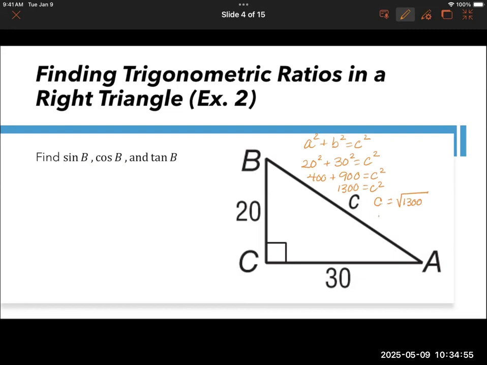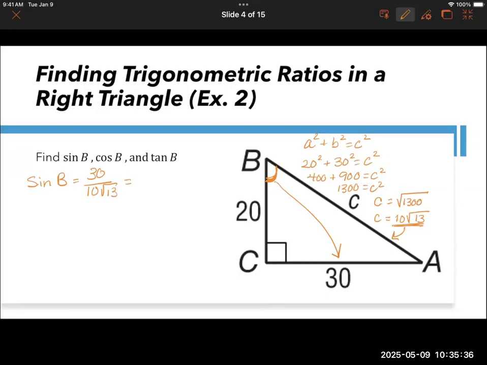And if we want to do a little bit of simplifying, we can see that 100 is going to be a factor of 1,300. And 100 is a perfect square, so we can simplify this to 10 root 13. So this now is our hypotenuse. So now when we go to find the sine of angle B in this case, so this is the angle we're interested in, our opposite side is the 30. And our hypotenuse is the 10 root 13.